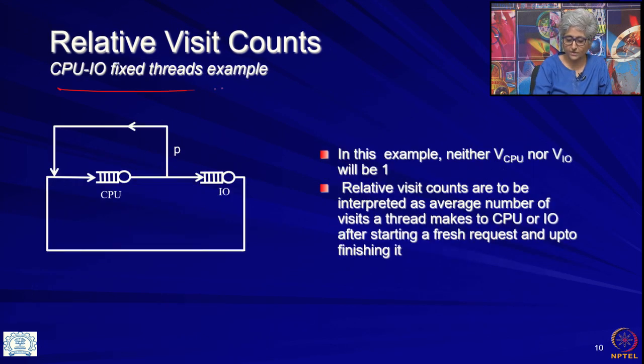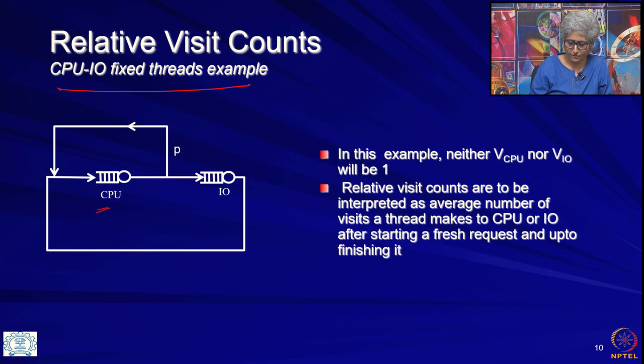For the CPU IO fixed threads example, it is not so straightforward because there is no client node. So now what can we say? Strictly theoretically, the number of visits that a request makes to CPU is actually infinite, right. The notion of a request finishing we have kind of forgotten, and we are making these requests just circulate through the CPU and IO forever. There is no explicit notion that now this request is done and going back to the client node, right.